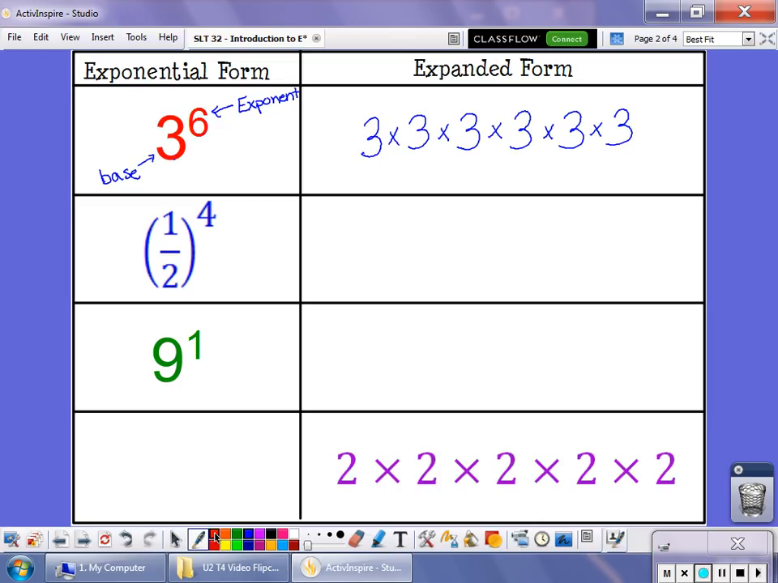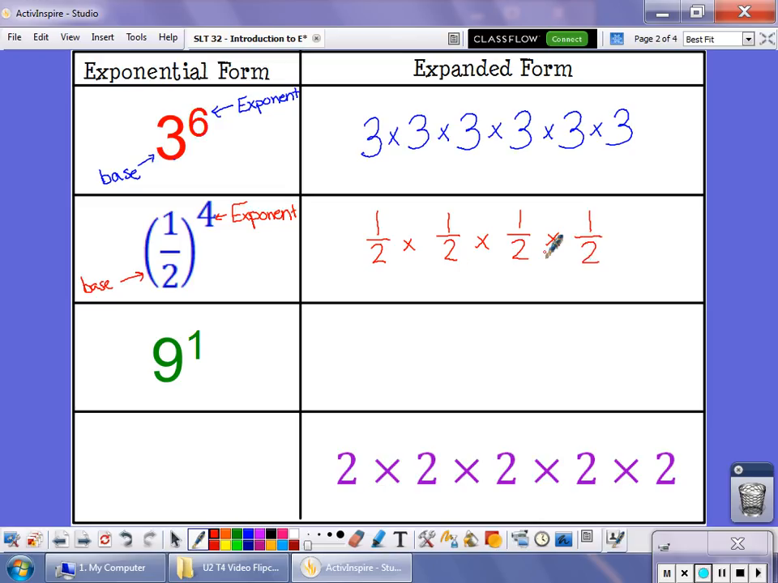Now you can use exponents with fractions and decimals as well as whole numbers. So in this case, this 1/2 right here, that's in our parentheses, this 1/2 is my base. And my exponent is the 4, which means my base, 1/2, is what I'm going to multiply over and over again. And I'm going to multiply it 4 times. So I'm going to have 1/2 times 1/2 times 1/2 times 1/2. So my base 4 times.